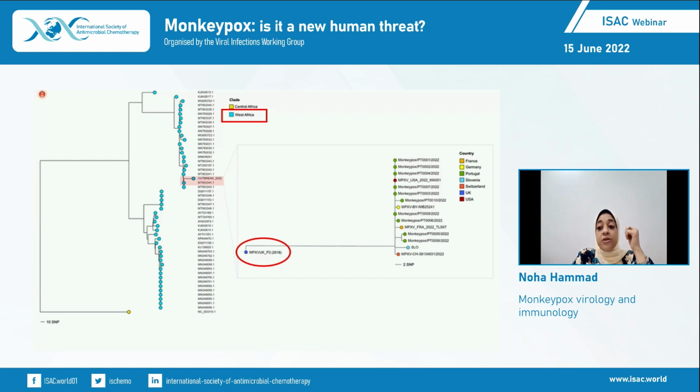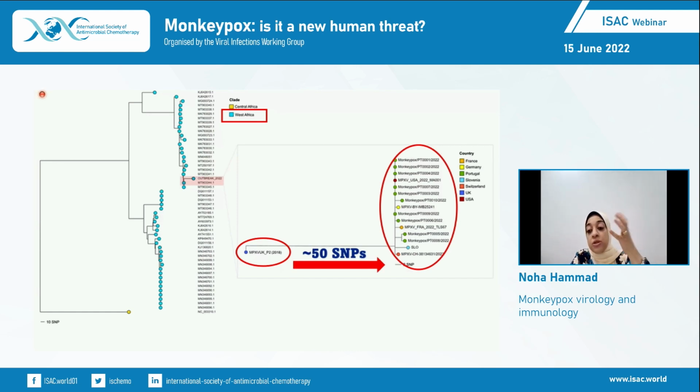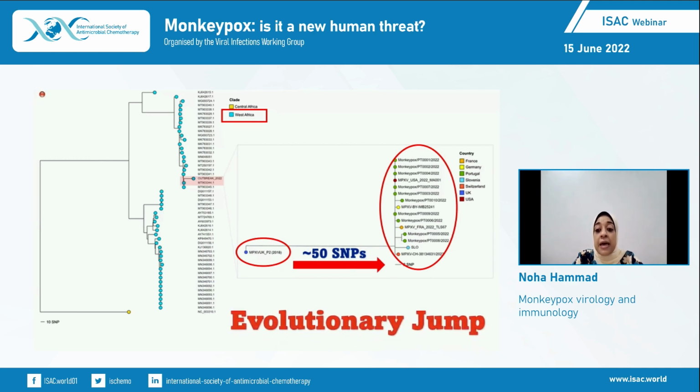The outbreak virus diverges by a mean of 50 single nucleotide polymorphisms, and this divergence is far more than one would expect, considering the previous estimates of the substitution rate for orthopox viruses, which ranges from 1 to 2 substitutions per site per year. Such divergence might represent a recent evolutionary jump in the current monkeypox virus.